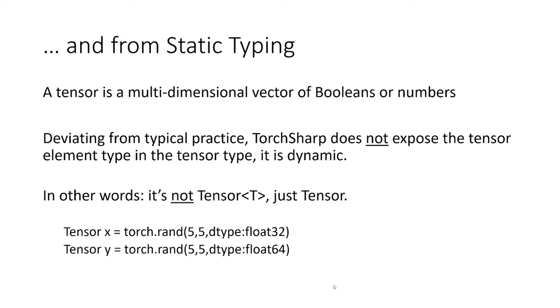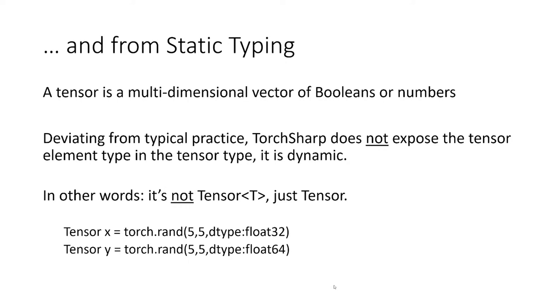But in the .NET representation of tensors, we're not doing tensor of T. So we're not doing tensor of float, tensor of double, tensor of int, tensor of boolean. We're just doing tensor. And the element type is kept inside the tensor itself. It can't be changed once you have a tensor instance, but it's not exposed in the static type of the tensor.